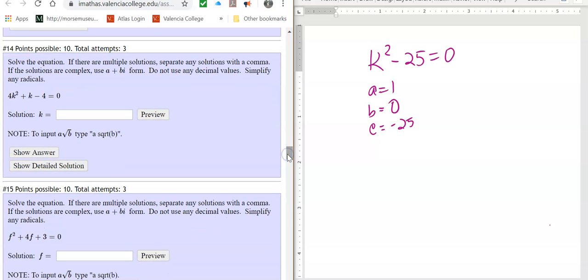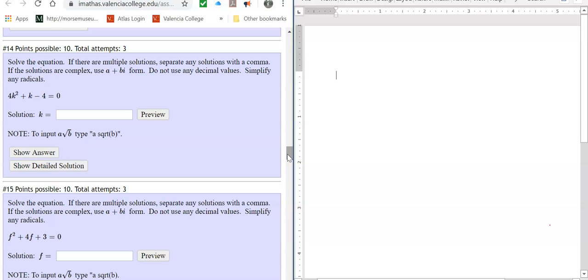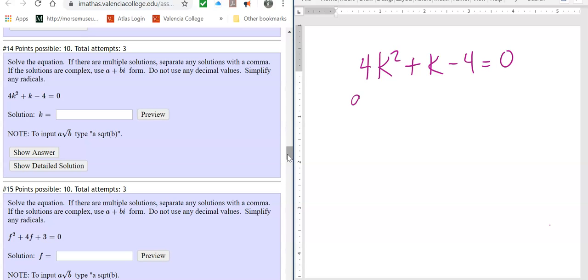Let's try number 14. Number 14 says it's a quadratic. Yay, quadratic. Okay, so I know I could either try factoring it, I could use the quadratic formula, I can use my calculator. Okay, so I'm just going to try the quadratic formula. I'm going to try A is 4, B is 1, and C is -4. So I know the quadratic formula.